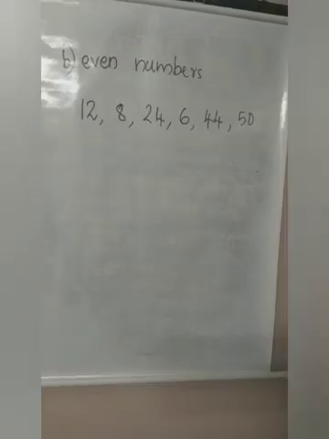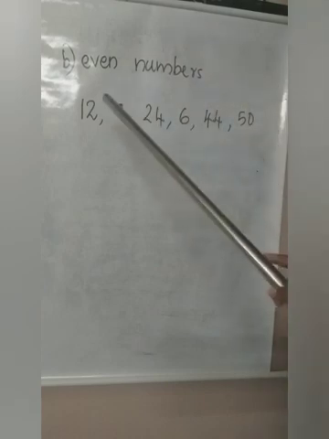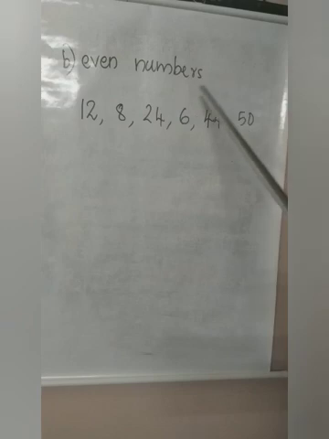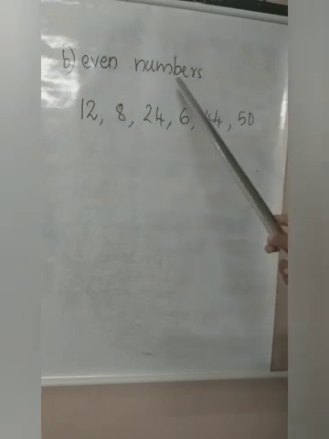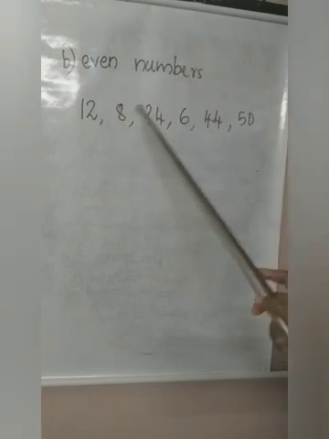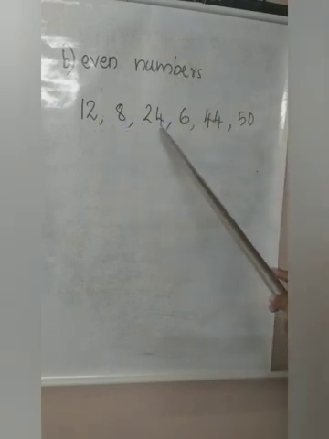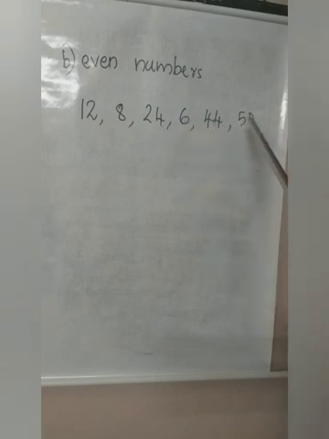Next case: what is the sum of any two even numbers? What do we get when we add any two even numbers? First, take some even numbers. So, here are some even numbers. Look, 12, 8, 24, 6, 44, 50. Are these even numbers? So, tell me, what is an even number?